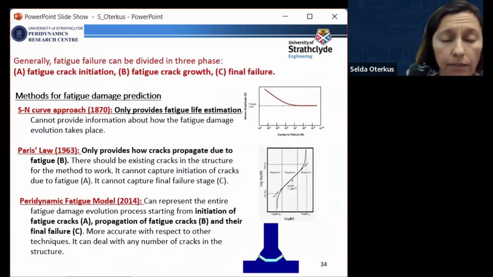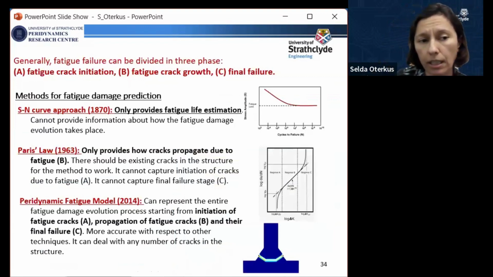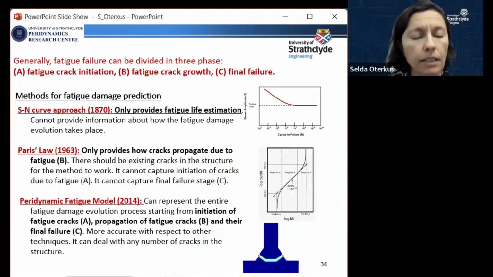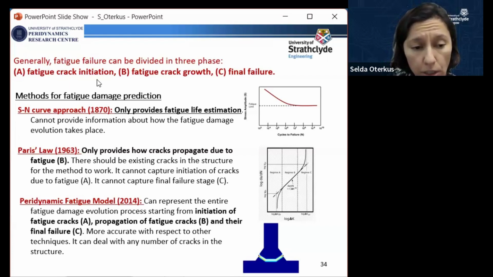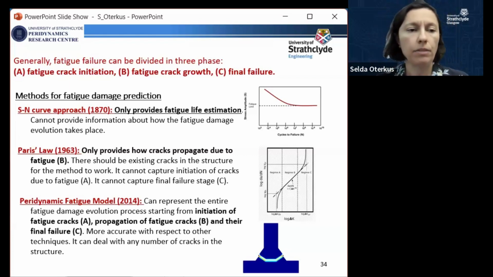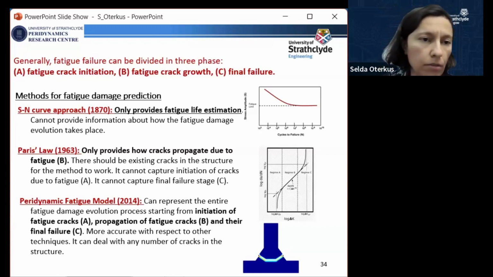Generally, if you look at the literature, there are three types of methods that are used for fatigue damage prediction. And generally, fatigue failure can be divided into three phases. These are fatigue crack initiation, because under cyclic loading conditions, although the loading is not very high, the material can get damaged, and it can create fatigue crack initiation. The second one is fatigue crack growth, and the third phase is the final failure.